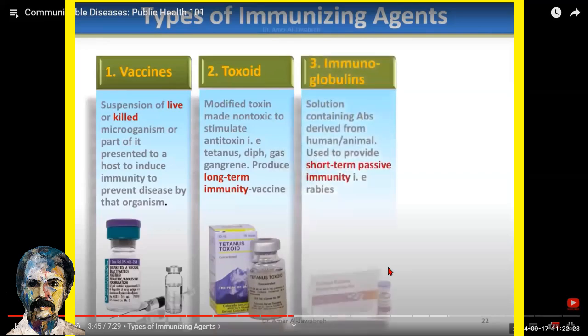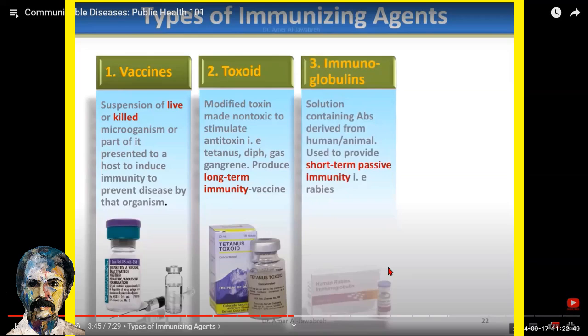Okay. Immunoglobulins. These are immunoglobulins here. A solution containing antibodies derived from humans. And they give short-term passive immunity and they are needed instantaneously, like for rabies, for instance. If you get rabies, or you get tetanus, what do you need? You need these immunoglobulins on the spot so that they can go and neutralize the antigen.